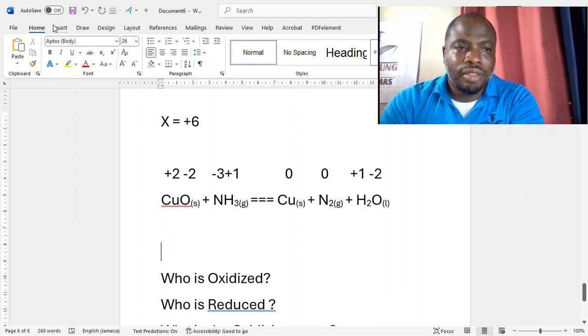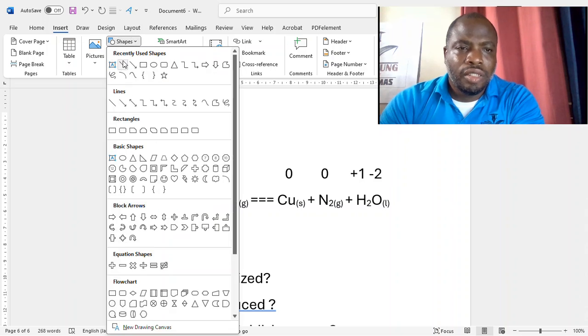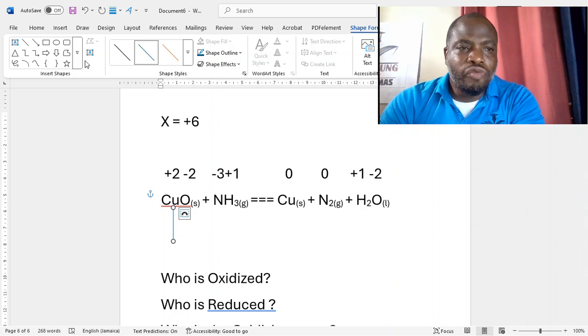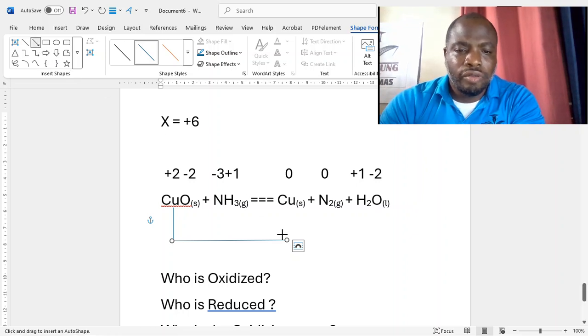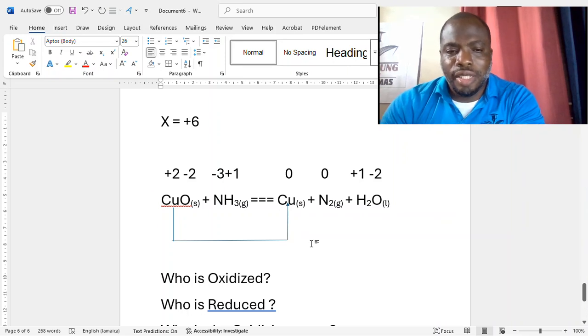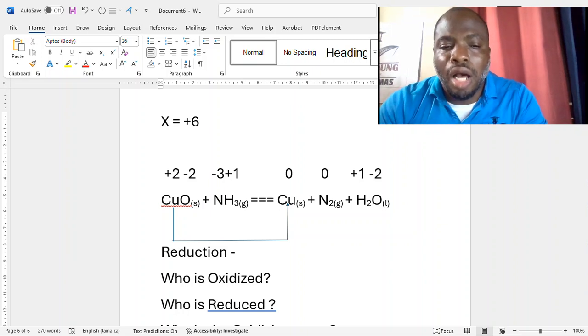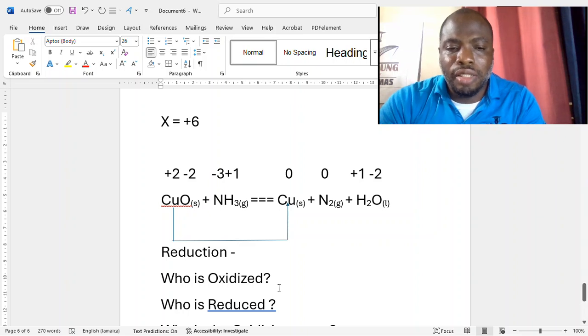So if you follow me keenly, copper is moving from 2 plus and it's becoming 0. What is happening to the oxidation number? It's reducing. So it's decreasing. We did say that the loss of oxygen is actually reduction, but it confirms it now. Plus 2 to 0, we know that we're having reduction, right? So the copper oxide is actually being reduced.